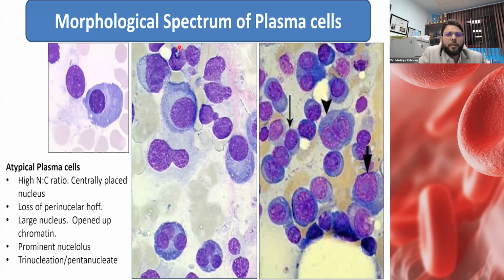But when a plasma cell becomes neoplastic, it gains certain features, and seeing even 2, 3, or a few of these cells may make you suspicious about a plasma cell neoplasm. When they become neoplastic, they have a high N:C ratio with a relatively central placed nucleus, loss of perinuclear hof, presence of prominent nucleoli, multinucleation, all these things. And I'll show you in subsequent slides different morphologies that we have come across while seeing these bone marrows.